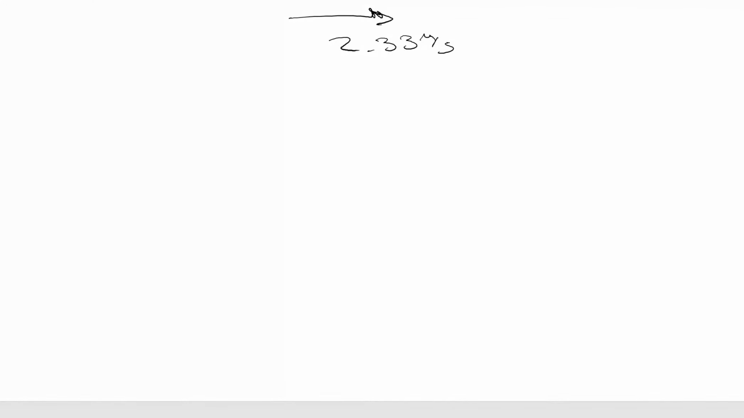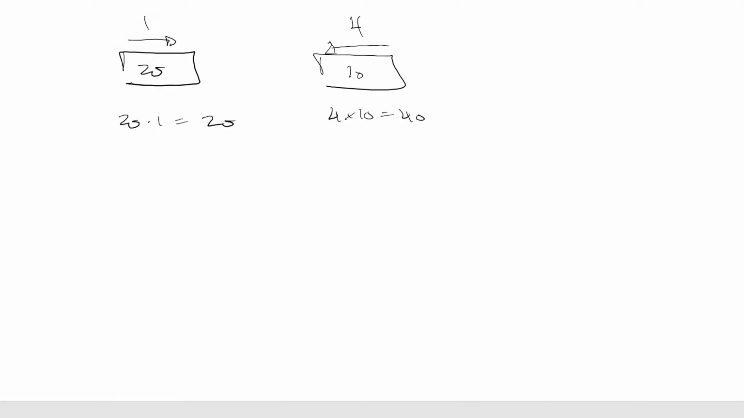Alright, last problem. What if they're going in opposite directions? Same idea. Here with my rail cars. This one's traveling at 1, has a mass of 20, and this one has a mass of 10, but traveling at 4 meters per second. Now, because these are going in opposite directions, when I find the momentums, since they're going in opposite directions, velocity is a vector quantity, so it matters which way it's going.